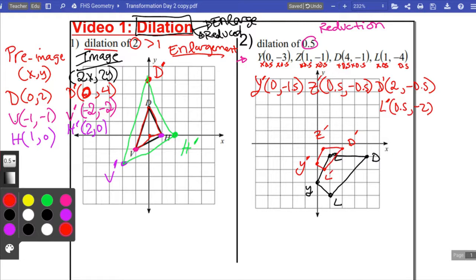You see the difference now? We went from the big black figure to the smaller red figure. That was a reduction, and just like that, we are done. All right, I want you to do this.